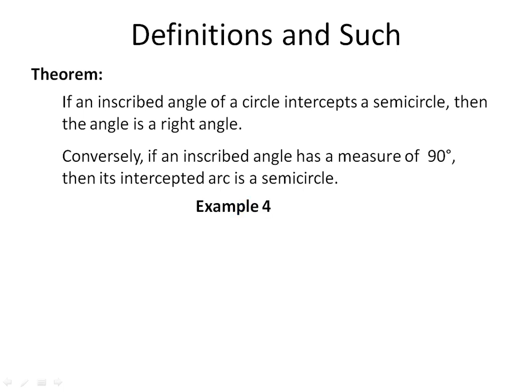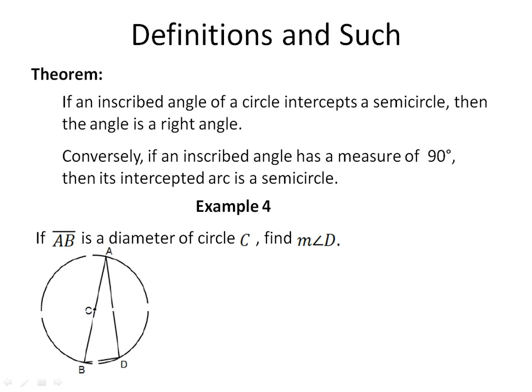Okay, example 4. If segment AB is a diameter of circle C, find the measure of angle D. AB is this diameter going across. Notice it goes through the center of the circle, and it's a chord, which makes it a diameter. Then angle D is going to be 90 degrees, because it's half of the 180.